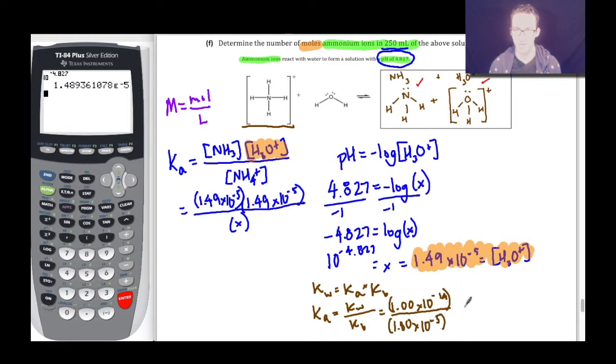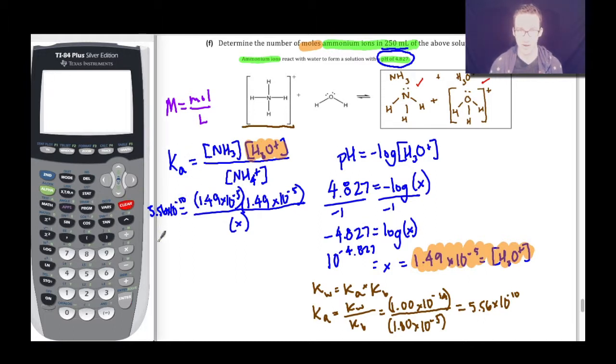So if I use that Kb value from the very first part of the problem, I solve for Ka to be 5.56 times 10 to the negative 10. Now that is just my Ka value, so I come back over here. 5.56 times 10 to the negative 10 is my Ka value. So if I do a little bit of algebra here, I get 5.56 times 10 to the negative 10 times x equal to 1.49 times 10 to the negative 5 squared.